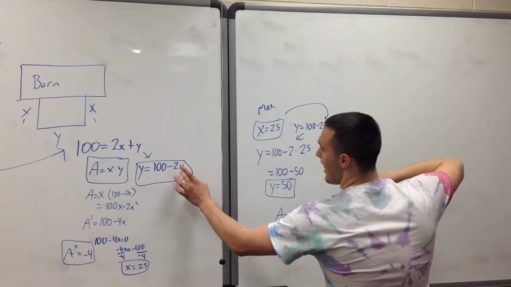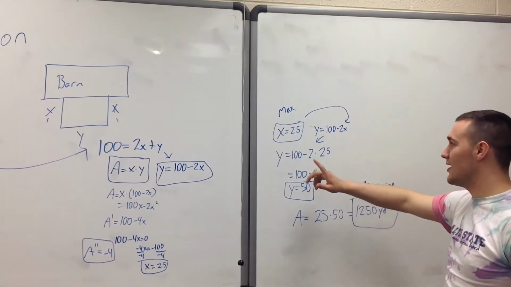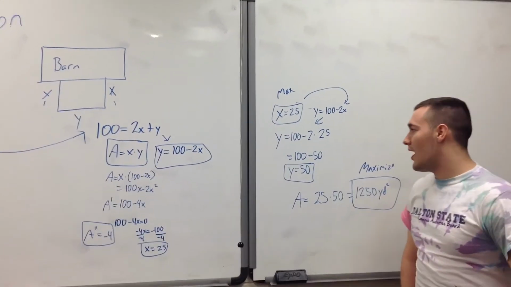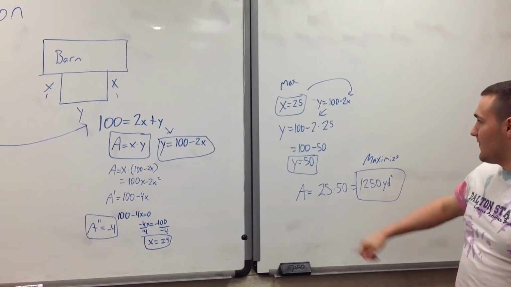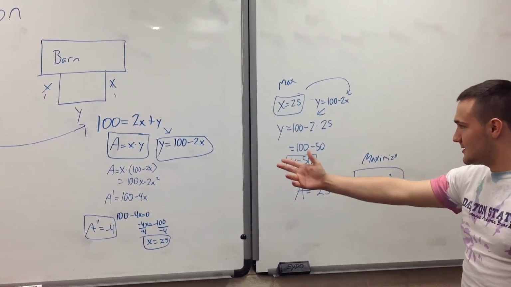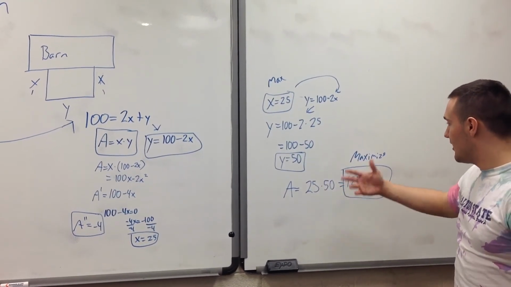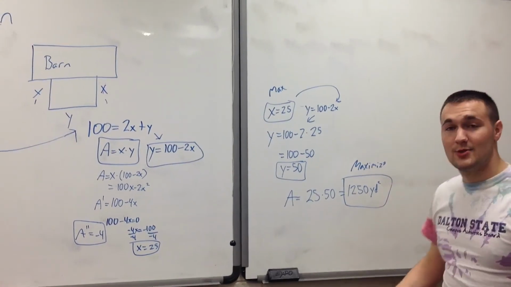So you find your X, then you try to find your Y. You plug X into this equation, so then you got 100 minus 2 times 25. You found out your Y is equal to 50. And then you found your Y, you have your X, set your area X times Y, and there you go. And that's your maximum value.